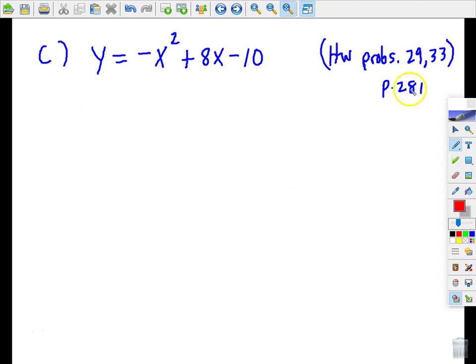Okay, so 2 of your homework problems are just slightly different, and the thing that makes them different is that A, in this case, is negative 1. So I want to show you how it's very similar, but just slightly different in the approach that we take to change this into vertex form.